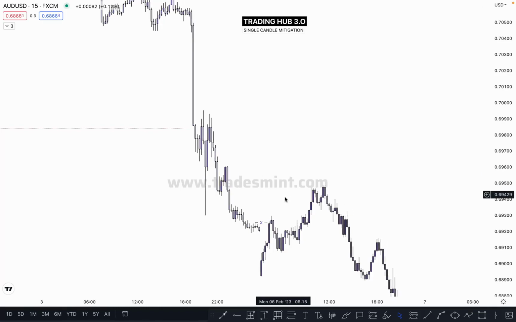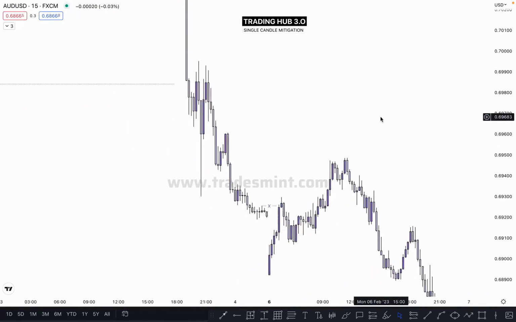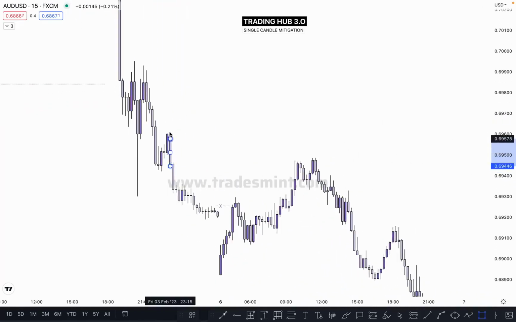So the first POI is here. Look at this picture very clearly. This one is our first order block after taking out the inducement. If price taps here, then definitely we are looking here for a sell. This one is our first POI when we are looking for a sell, and the next one is our extreme.